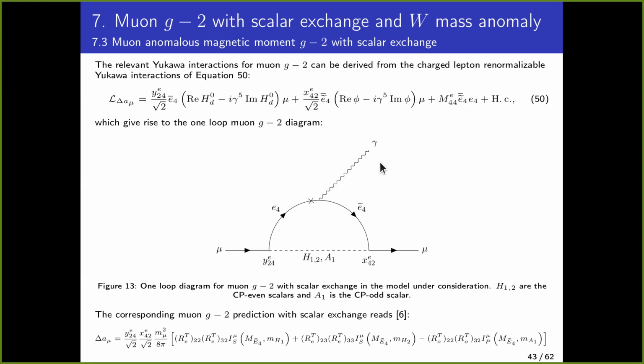So here I will talk about the muon anomalous magnetic moment with the scalar exchange. As I told you, we have the three non-standard model scalar contributions participating in this muon g-2 mediated by the scalars. Two of them are CP-even, and one of them is CP-odd. So from this effective Lagrangian, we can derive this analytic expression for the muon g-2 with the scalar exchange.